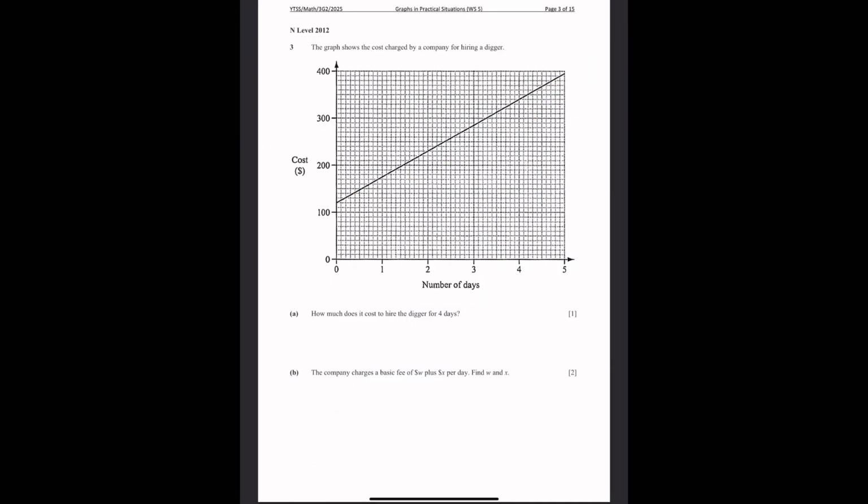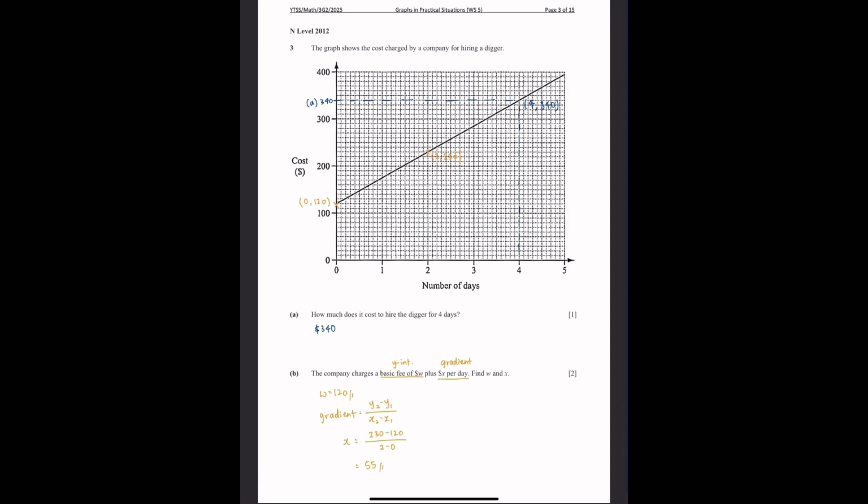Now let's look at question 3. So I'll give you some time to do this question. You can pause the video before you resume the video again to check your solution. So please pause the video now to try question 3 out. Okay, now I'll go through question 3, the solution for part A and part B.